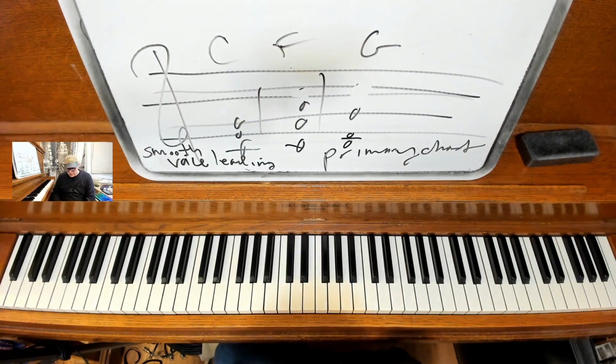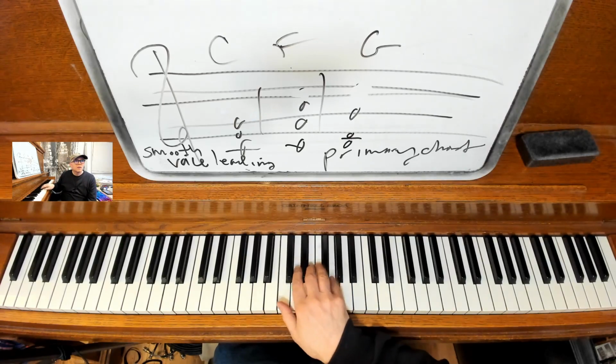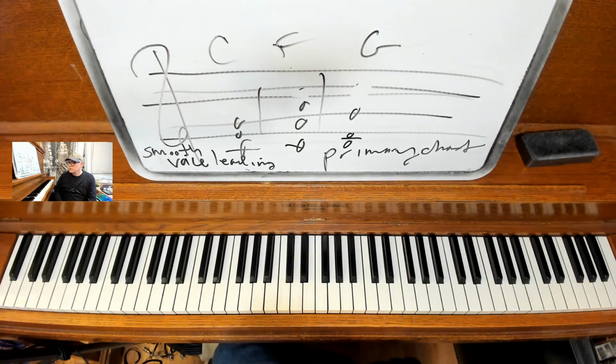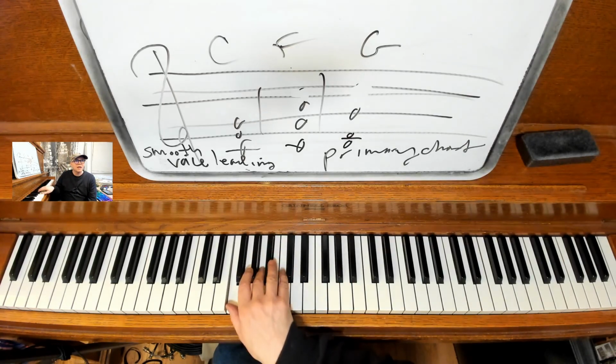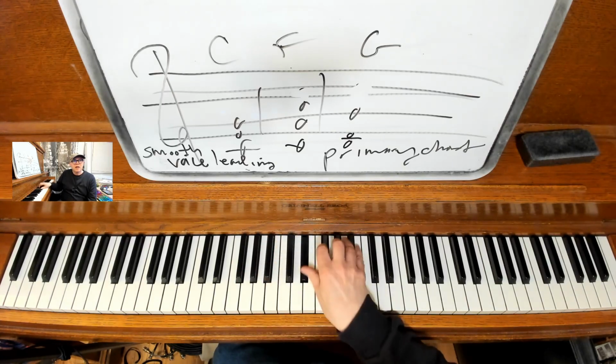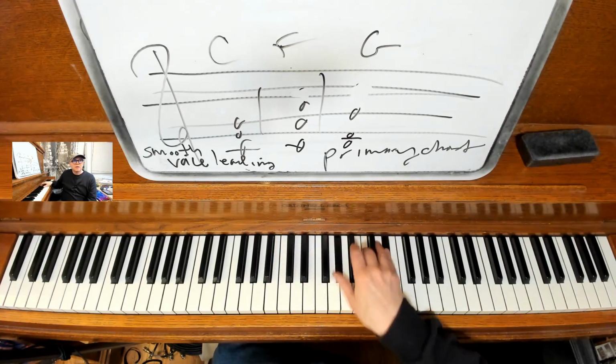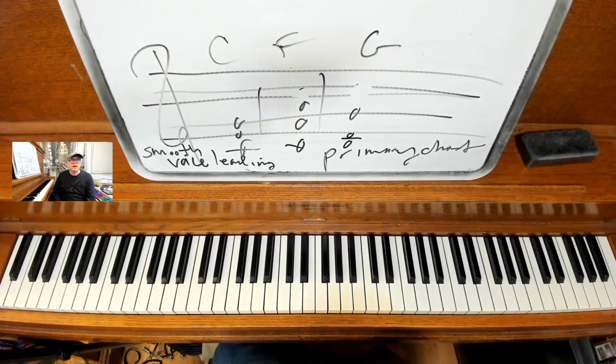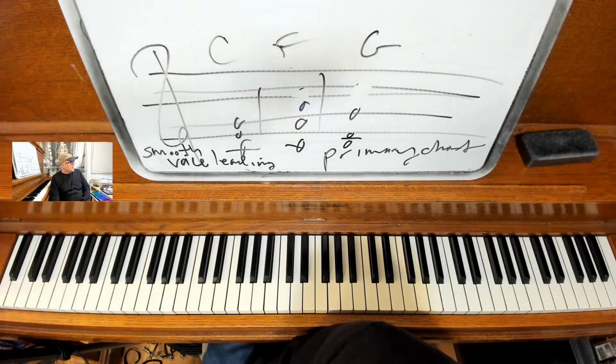So that's the next thing we need to do, and you can do that using block chords or broken chords. You need to be able to do that in any key. E flat, E flat, A flat. All right, you need to be able to do that just without thinking, okay?